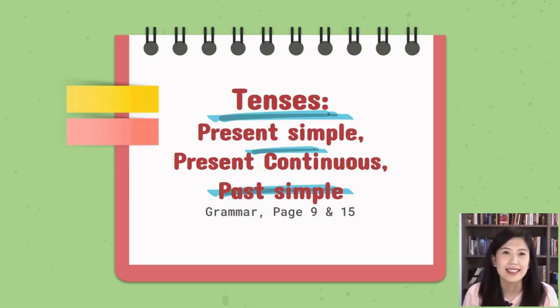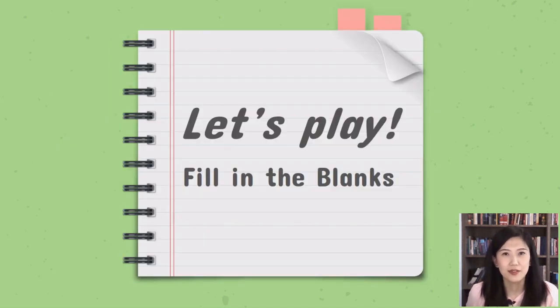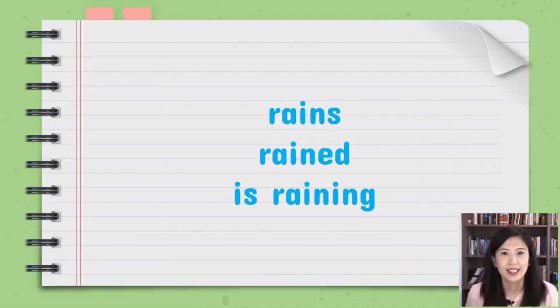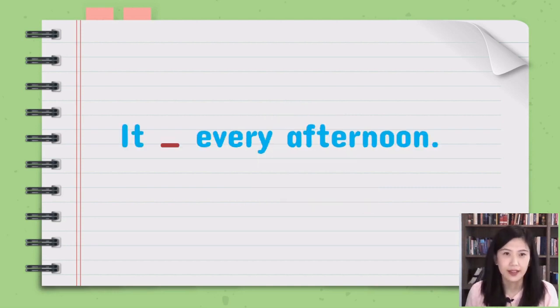Next, we'll be covering the tenses for Unit 1. Take a look at both pages 9 and 15. Let's play a quick game. It's called Fill in the Blanks. Your job is to play around with the word rain. It can be rains, it can be rained, it can be is raining. Listen to the sentence and decide which word best fits where.